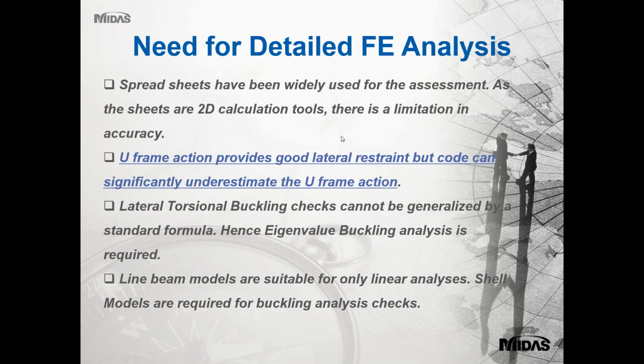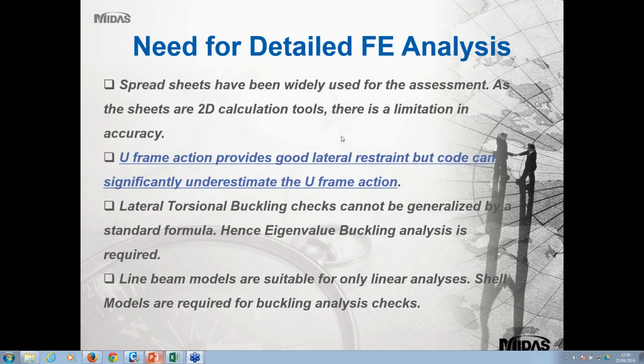Now, why do we need finite element analysis if we can do simple linear static analysis and find out the rating of the bridge? Well, first of all, spreadsheets have been widely used for the assessment. Spreadsheets are good 2D calculation tools, but there is a limitation in their accuracy when it comes to buckling analysis especially.